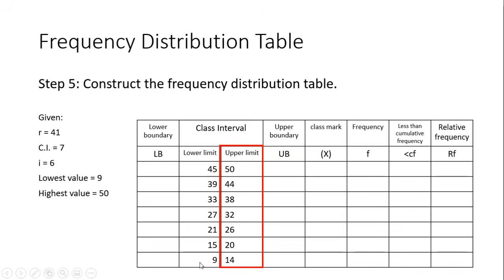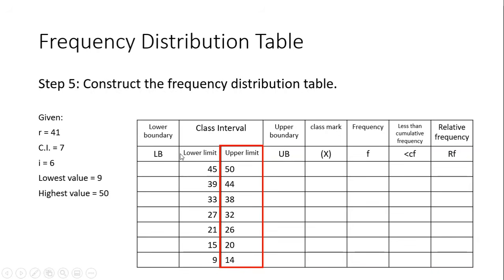So if you will start from bottom going towards the top. Okay? So 15 minus 1, you'll be having 14. So 21 minus 1, you'll be having 20. 27 minus 1, so we have 26. 33 minus 1, that's 32. 39 minus 1, 38. 45 minus 1, 44. Okay? And the next step for you to get your upper limit is for you to simply add your class size, which is 6. Okay? So that's for your upper limit.